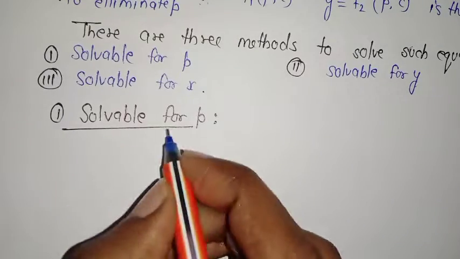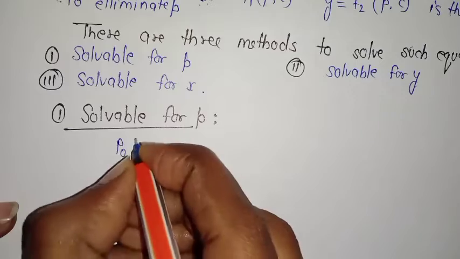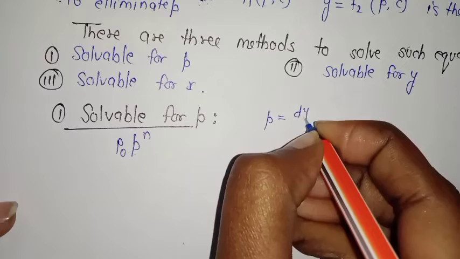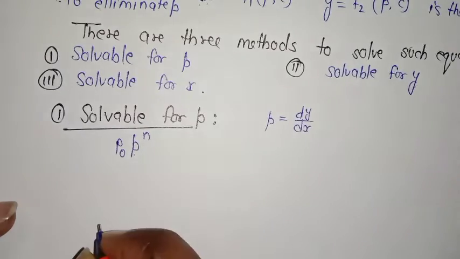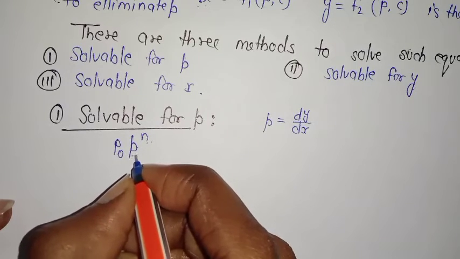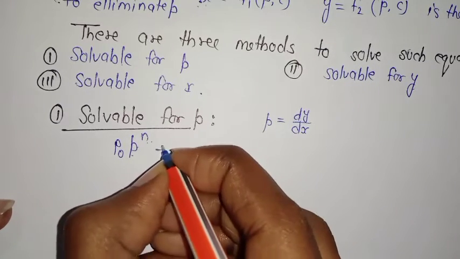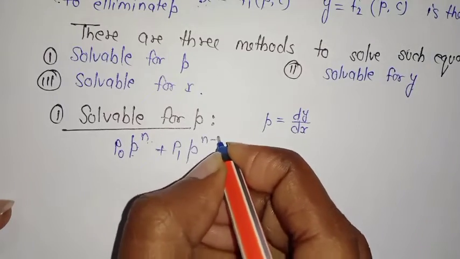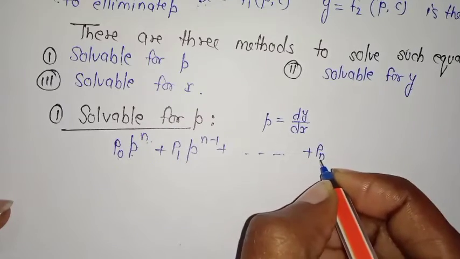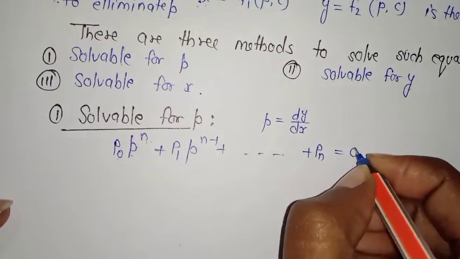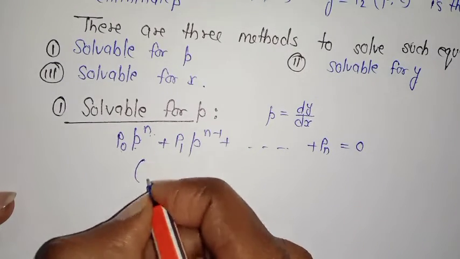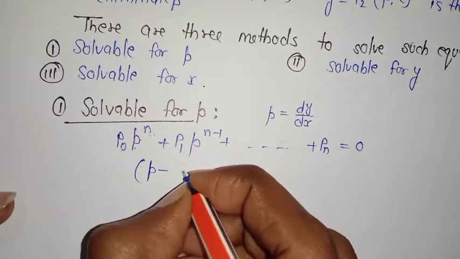So firstly, you have given a differential equation of this form: P0 P raised to power n. This P is nothing but P is equal to dy by dx. Here each small p means dy by dx. So its power is n. So we can say this is the differential equation of first order but not of the first degree. And P1 P raised to power n minus 1 plus and so on plus Pn. This P0, P1 and so on Pn are all functions of x and y, as I told you. So after factorizing it, we can get a solution of this form: P minus F1 of xy.